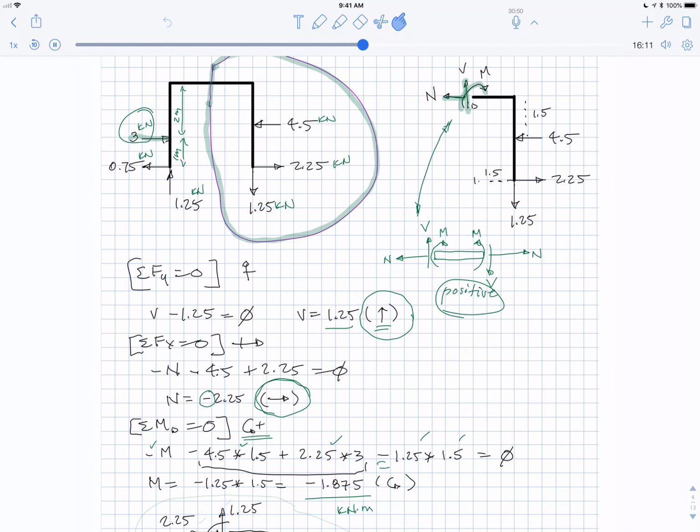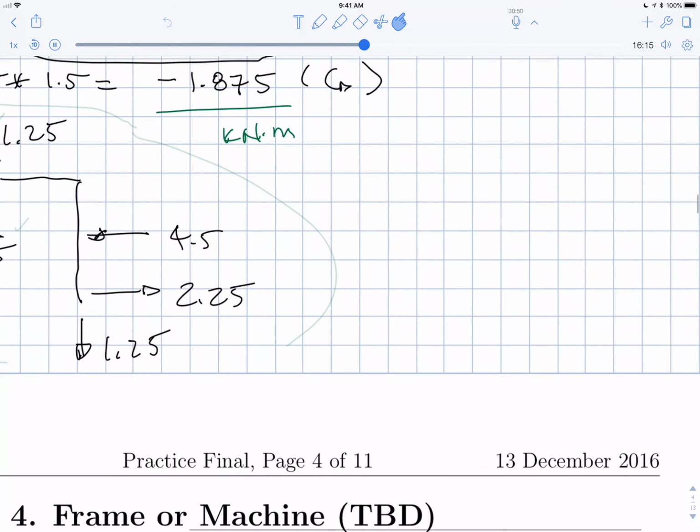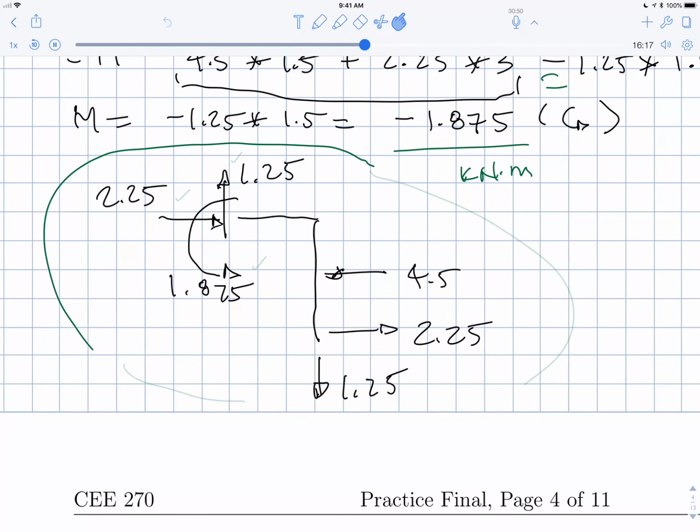Okay, I will ask on the test that you do this. You need to redraw your free body diagram, and draw in the V, the N, and the moment. But this time, draw them in that correct direction of your answers. And so up, right, and counterclockwise.